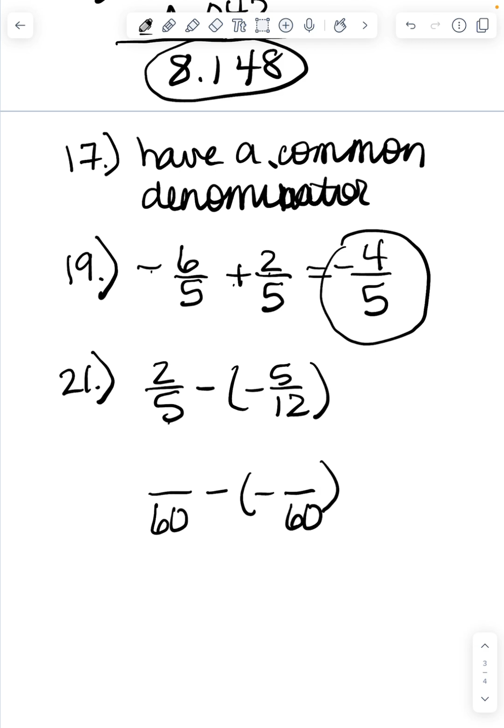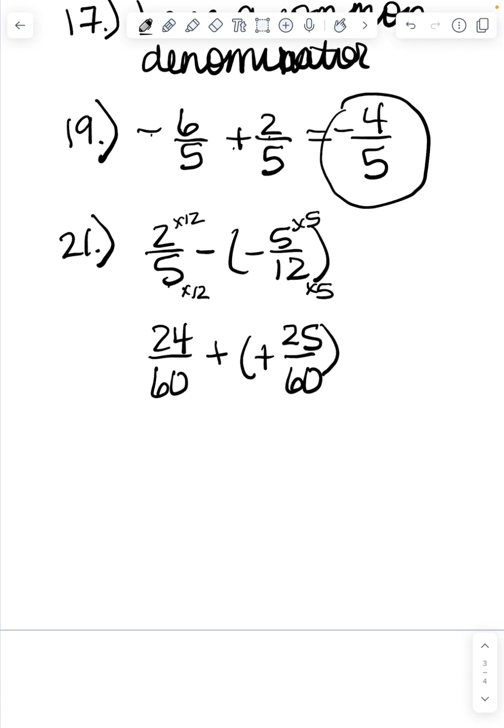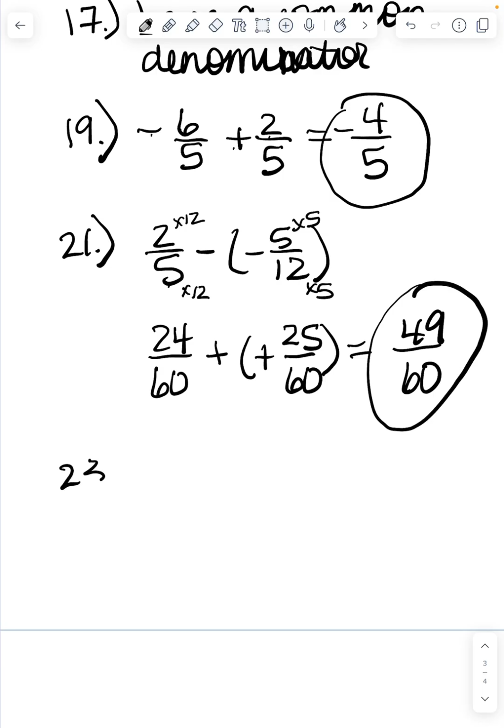Okay, so in order to get from 5 to 60, I had to multiply by 12, which means the numerator has to be multiplied by 12. So that's 24. And then over here, we're going to be multiplying by 5. And so that's 25. Okay, so anytime we have minus, we can change it to add the opposite, which creates a straight addition problem in our numerators. Denominators are common, so they stay the same. And our numerator is 49. As long as you don't need to reduce, we're good. So not reducible, so we're good on that one.